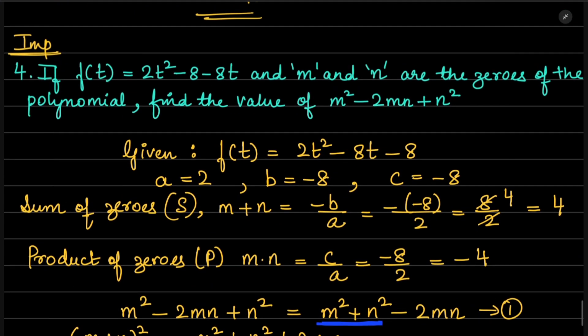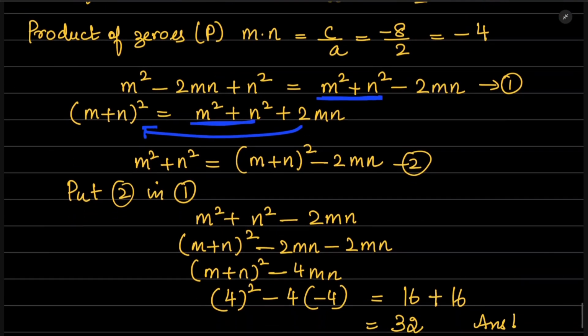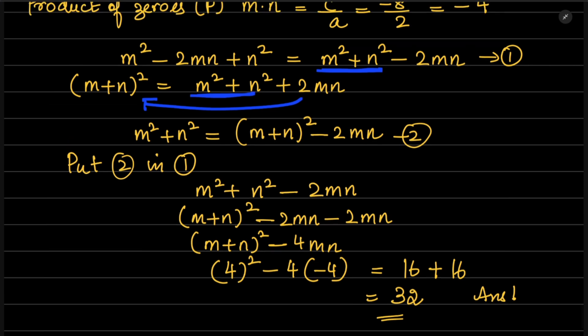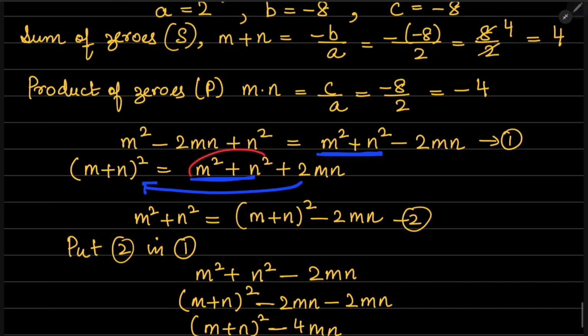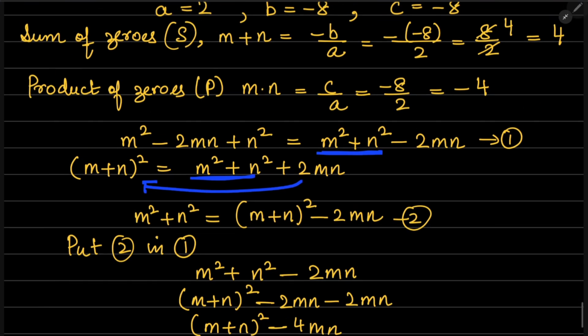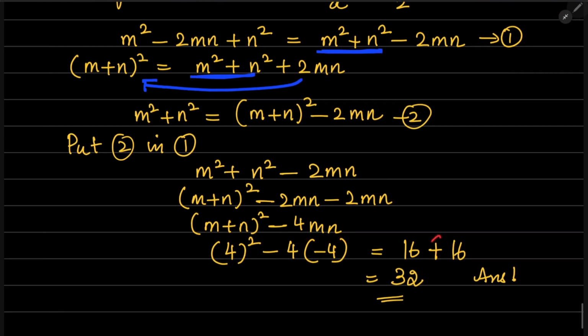Please do it once and see. Pause the video and try it yourself to see if you are getting the correct answer. One very important thing: when you have m square plus n square equal to m plus n the whole square plus 2mn, when 2mn goes to the other end, it becomes minus 2mn. Be very careful with the sign as well. Mn is nothing but your minus 4, so minus into minus is plus. Be very, very careful and you will definitely be able to get the answer as 32. Please make sure you are solving and not just looking at the video.